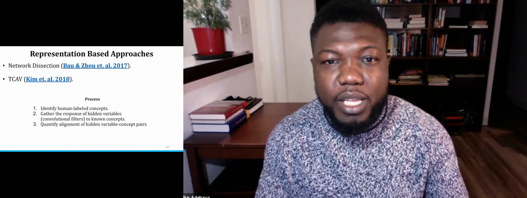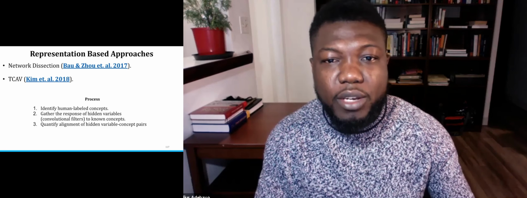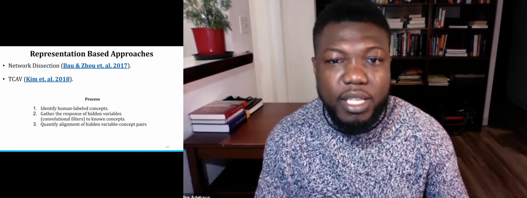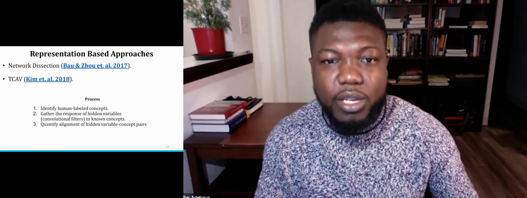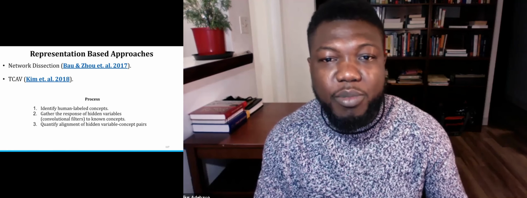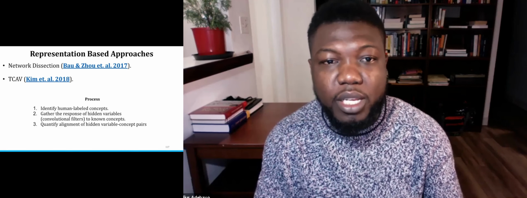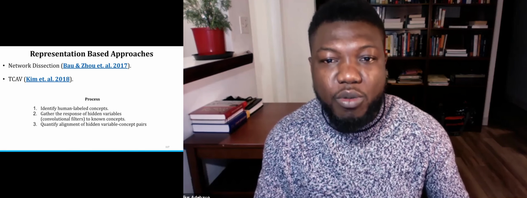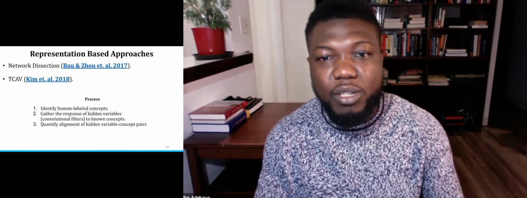And broadly speaking, the steps of this method include, first, you gather human labeled concepts that represent concepts that you want to detect the model's reliance on. You then collect hidden representations that encode for this concept from the network that you want to study. And in the third instance, you then quantify the alignment between the representations and the human labeled concepts that you've collected.